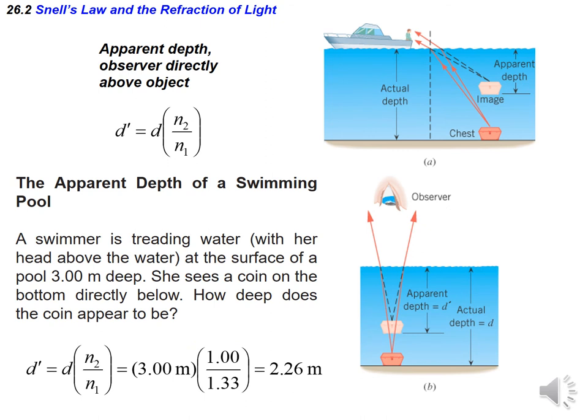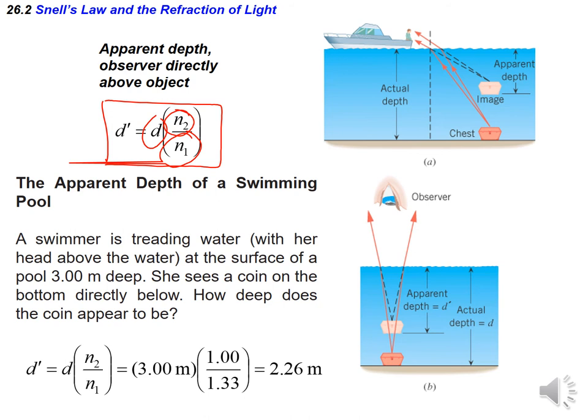Apparent depth observed directly above the object. So this is about the apparent depth, in which we can get the apparent depth using this equation. So d', which is the apparent depth, is equal to d multiplied by the index of refraction of the second medium over the index of refraction of the first medium. Again, the d here is the actual depth. This is the actual depth, and then we are asked to get the apparent depth.